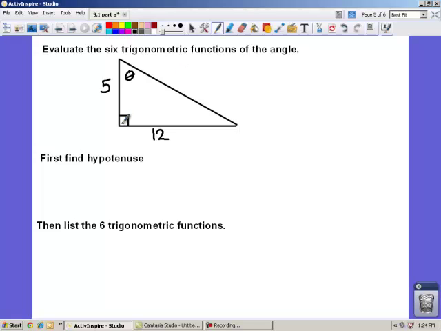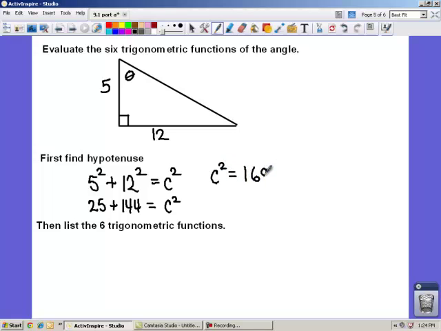But because this is a right triangle, we can find the hypotenuse by doing a squared plus b squared equals c squared. So 25 plus 144 equals our c squared. And when you add those together, you get 169, and you have to take the square root, which is 13. So now we have our other missing side. Once you have all three sides of the triangle, you're ready to do your trig functions.